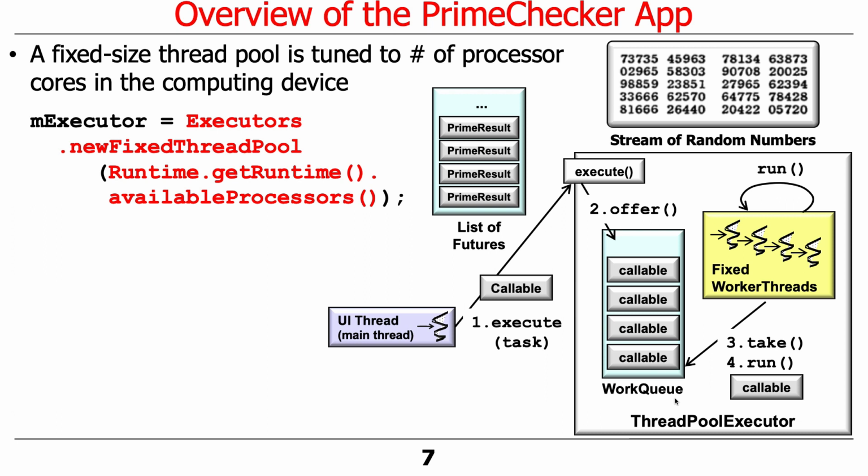As with the first version, we're going to use a fixed size thread pool that's tuned to the number of processor cores on the computing device. And we do that, as you can see here, by saying new fixed thread pool. That uses the Runtime.getRuntime().availableProcessors method, which is a Java method that goes and checks to see how many cores the execution environment or the virtual machine thinks it has at its disposal.